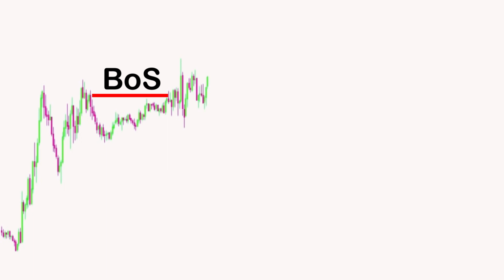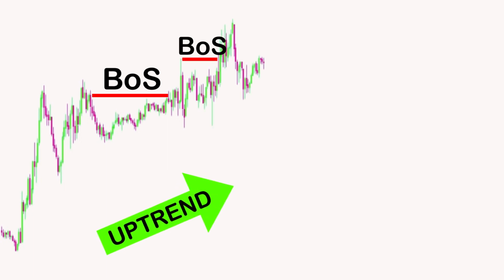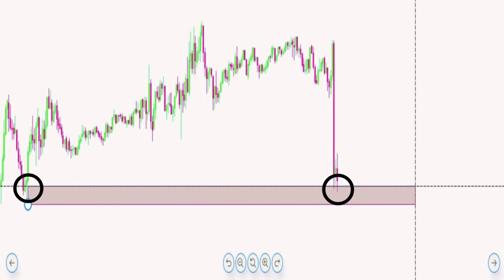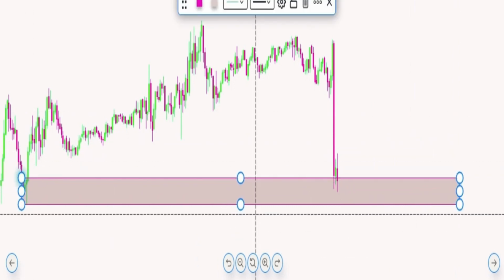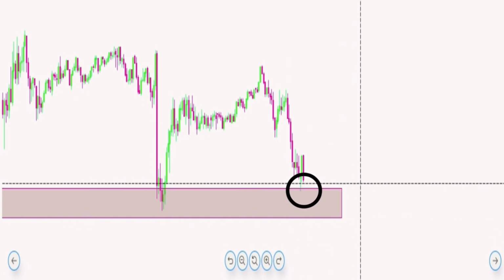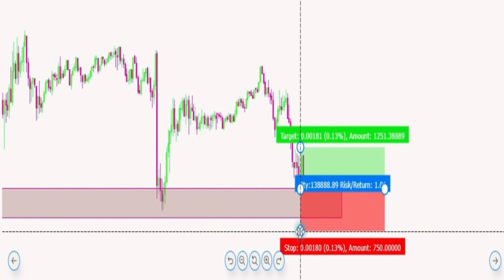So, here we have the Euro-Japanese Yen chart on 5-minute time frame. And as you can see here, the market is doing the break of structure to the upside, which indicates that the market is in an uptrend. So, as you can see here, the market has respected this zone 2 times, and thus we can say that this is a support zone. And then we see the market coming to this zone for the 3rd time. Let us see what would happen if we would initiate our buy trade from this point.